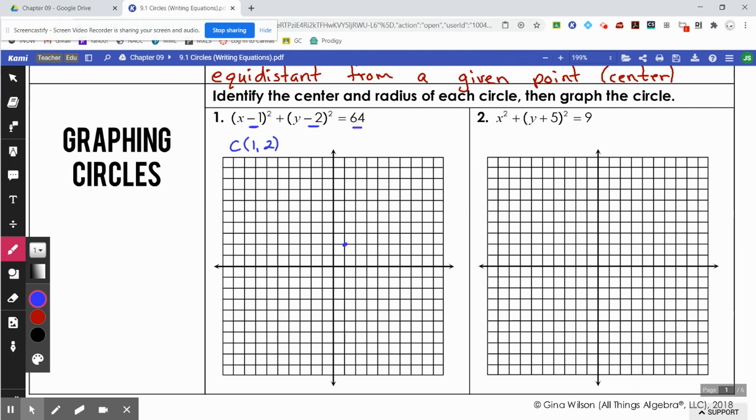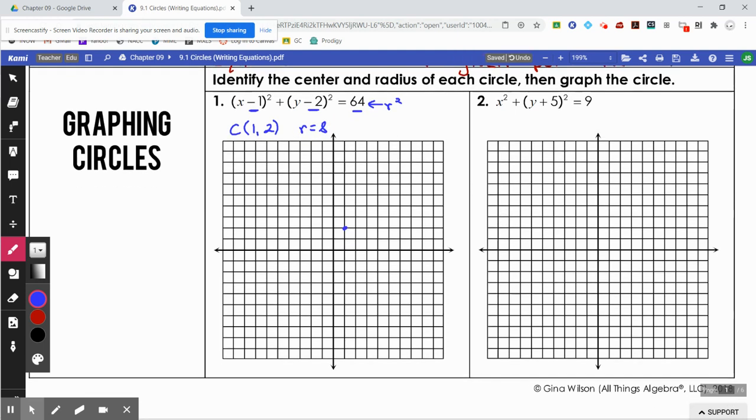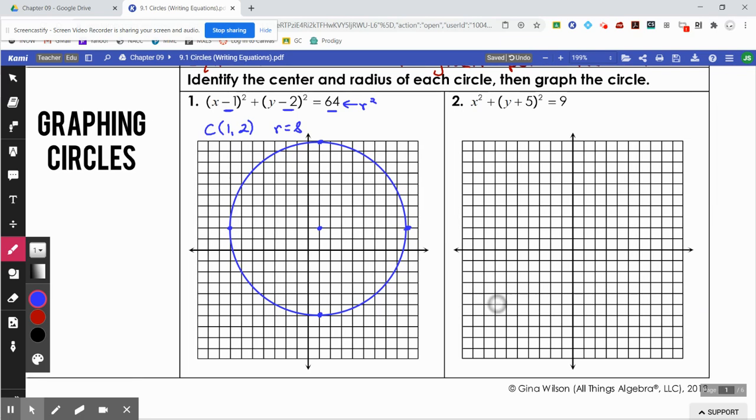The radius of this circle, this is r squared. So what number squared gives you 64? That means the radius would be 8. So this is the center of my circle. I'm going to go up 8. I'm going to go right 8. I'm going to go left 8. Let's see, 1, 2, 3, 4, 5, 6, 7, 8, which is located right there. And I'm going to go down 8, 1, 2, 3, 4, 5, 6, 7, 8. This is only 4 of the many points on this circle, but if you were to connect these dots, you would have your circle. And there it is.